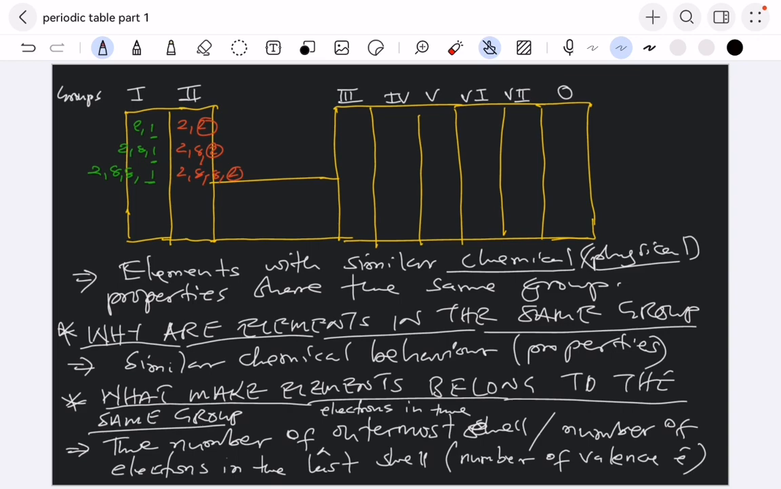A similar thing is going to happen when we go to group 3. It's going to be 2, 3, 2, 8, 3, 2, 8, 8, 3. So it's the number of electrons in the last shell. When I go to group 7, it's 2, 7, 2, 8, 7, 2, 8, 8, 7. So it's the number of electrons in the last shell that determines where a particular element will belong.